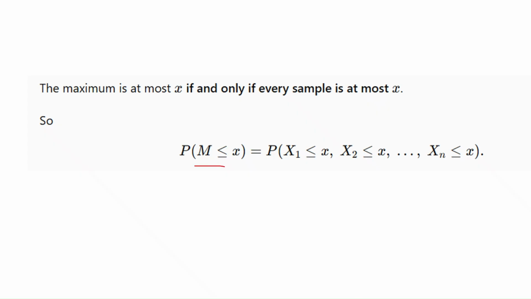Now, probability that m is less than or equal to x. What is m? If you remember, this was the maximum of all of the data points xi. So if the maximum is less than or equal to x, it means that each of the points x1, x2 till xn are less than or equal to x. So we write this as probability that x1 is less than or equal to x, x2 less than or equal to x, till xn less than or equal to x.